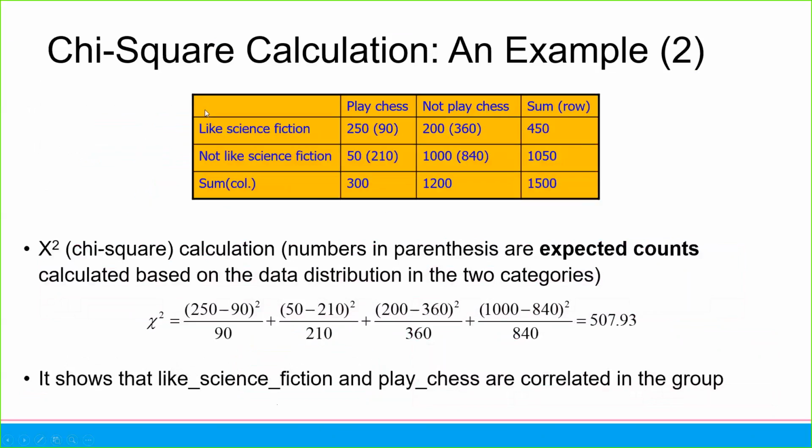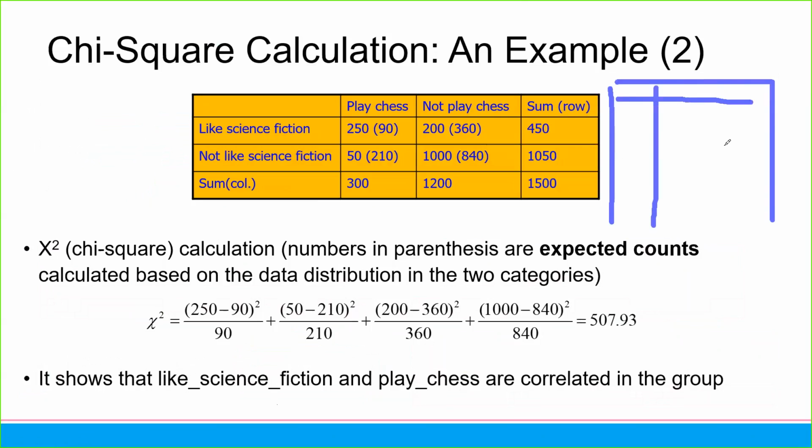Let's see another example. We have like science fiction, not like science fiction. And we have play chess and not play chess. Maybe the data is something like in the table. The person 1, he liked, maybe this is the science fiction, and this is about the chess. So the person 1, he liked the science fiction. It's true. And he also played chess. So it is true. Maybe the person number 2, he doesn't like science fiction. So false. He doesn't play chess. So it is false.